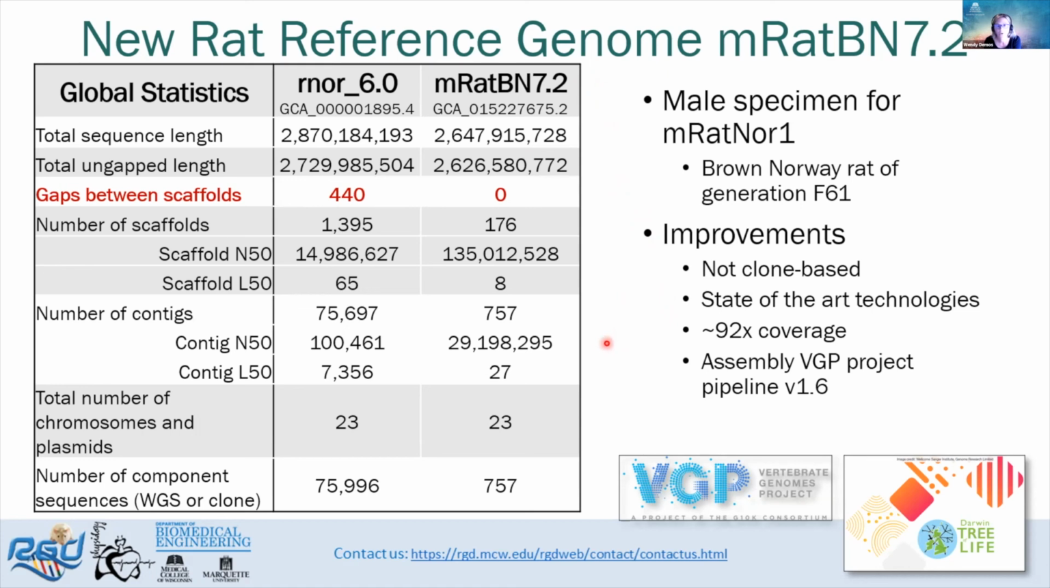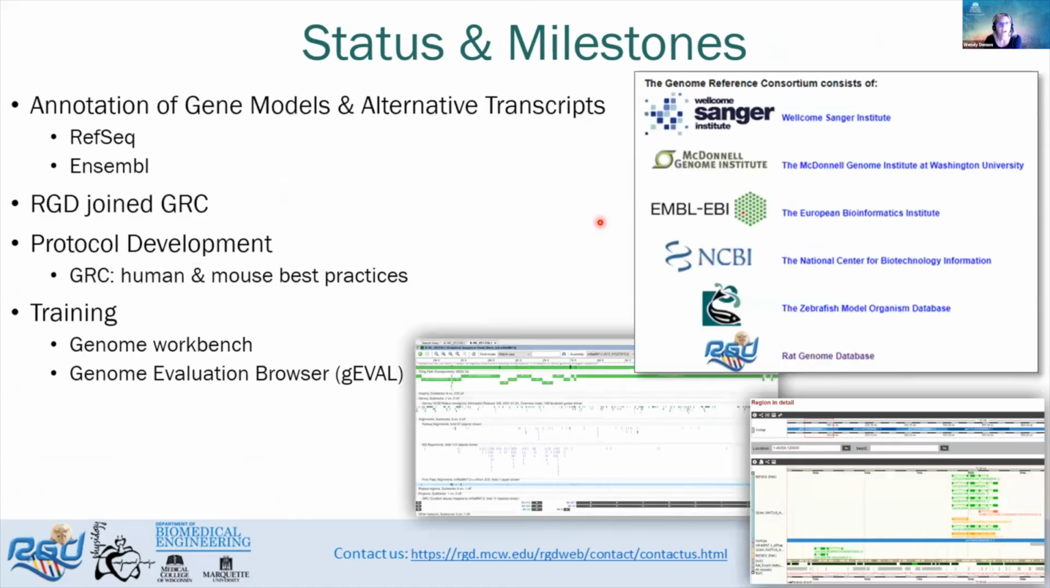A few features to note are the counts of scaffolds and contigs have been reduced. The N50 and the L50 measures have improved. And the number of gaps between the scaffolds have been resolved from a count of 440 to 0. Automated annotation of the gene models and alternative transcripts was completed by RefSeq and EMBL.